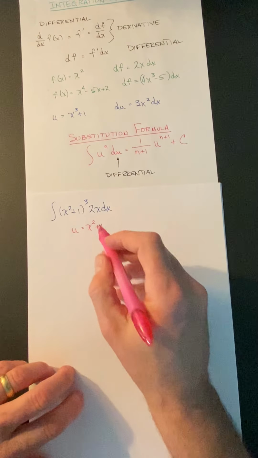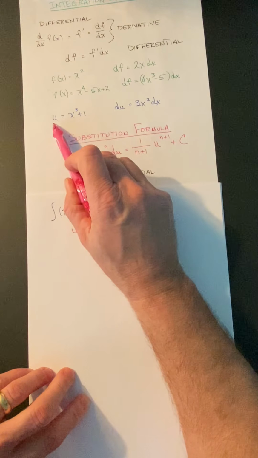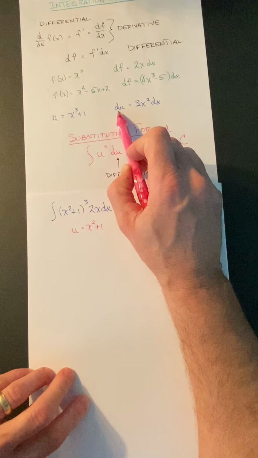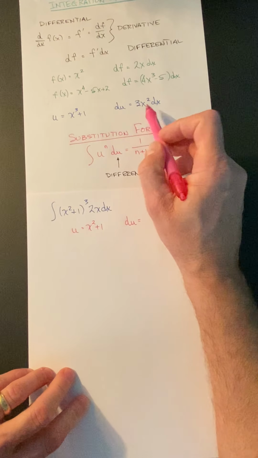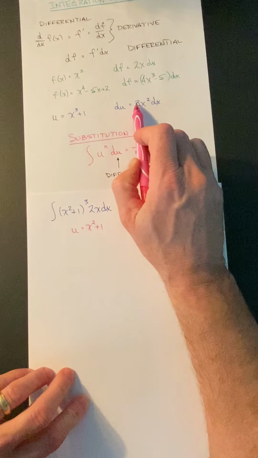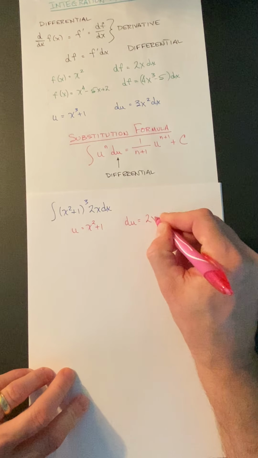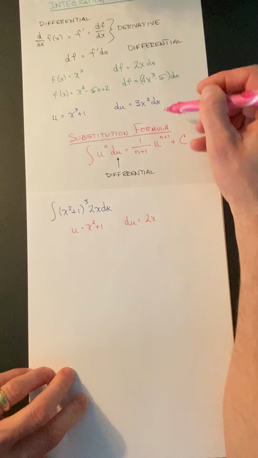But if I say, well, what is u? If I have a function u, I can find the differential du. I can find the differential du by taking the derivative of that function. All right, well, let's take the derivative of that. That's just going to be 2x, isn't it? So times dx.